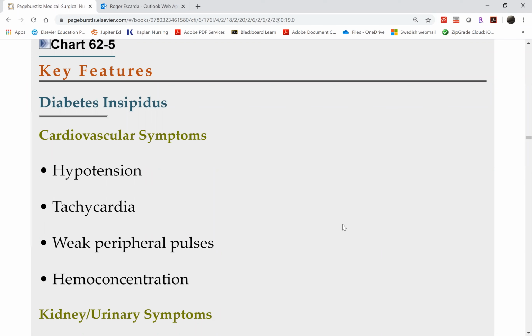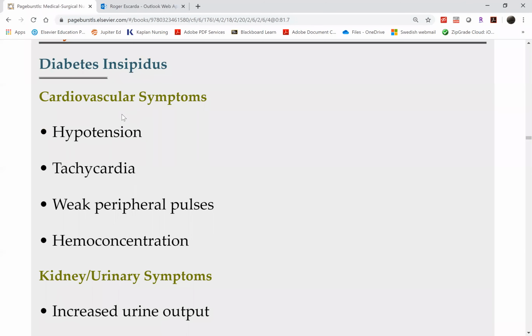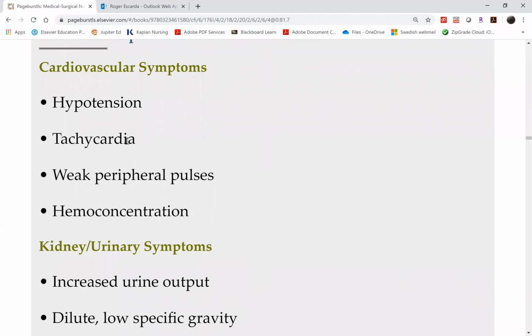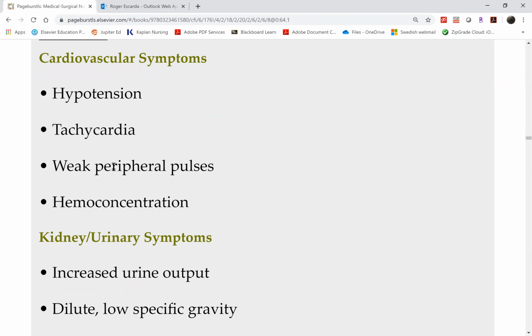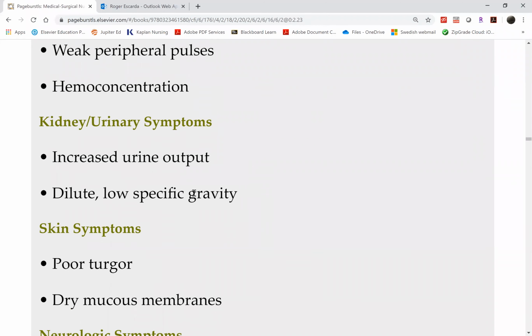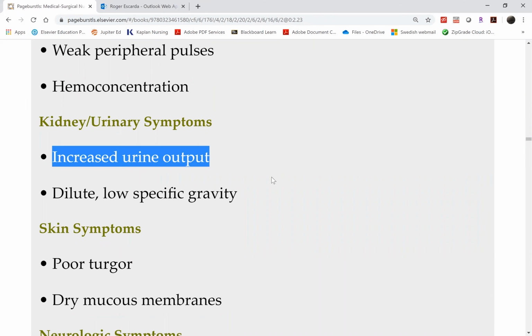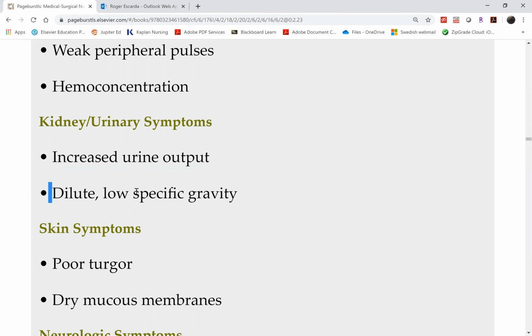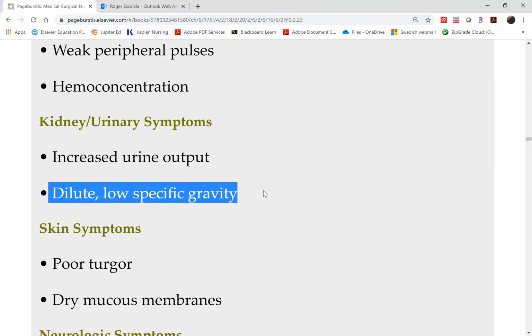Not so in diabetes insipidus. This patient is hypotensive and dehydrated in every respect. Look at the cardiovascular symptoms. Blood pressure is low, heart rate's high, pulses are weak, blood samples very concentrated. However, look at the kidney symptoms. There is instead increased urine output, and because the urine output's so high, it is very dilute. So this is the only odd presentation.